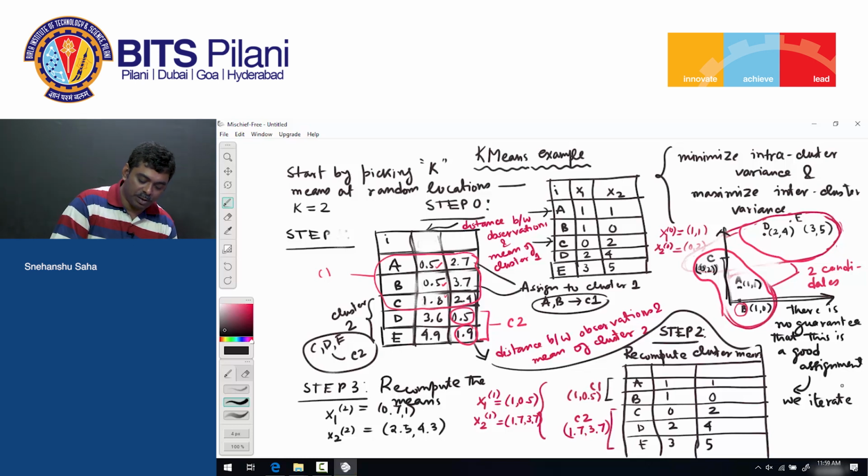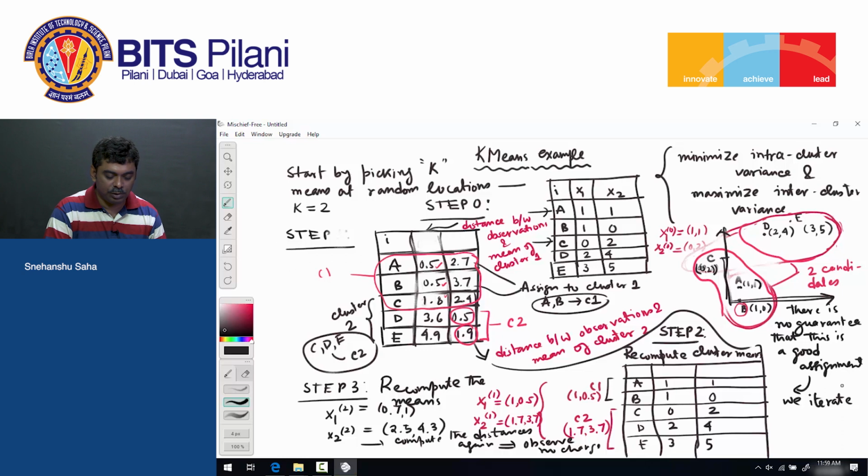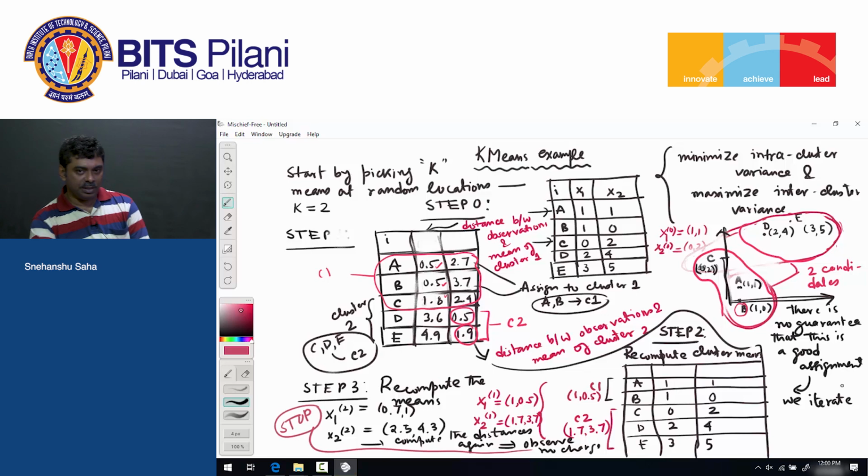So you observe no change. Next is recompute the means, and then compute the distances again. Observe no change, and what do you do? Stop. Observe no change, and we stop. And you can say that your clustering algorithm converged.